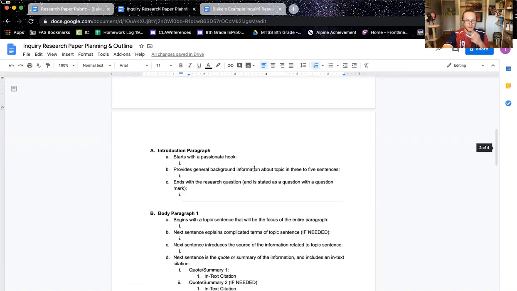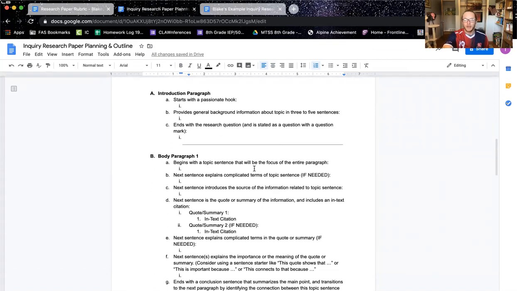If we scroll down a little bit further, I've created an outline that goes step by step through each piece of that rubric. For instance, your introduction paragraph needs to start with a hook. If you want to, you can click on this little line that says I, and you can type your hook here. Now, if you have an awesome hook already, you don't need to do it. If you have a comment on your rubric that says you need to work on your hook, this is a place where you can organize your ideas. Use it if you'd like to.